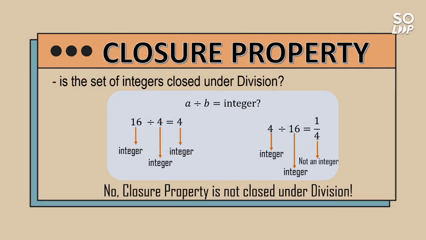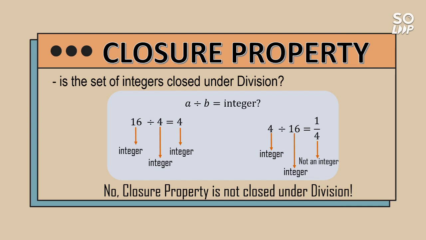Now, how about under division? Is the set of integers closed under division? If I have a divided by b, is the resulting quotient also an integer? Let us see by citing some examples. For example, 16 divided by 4 is equal to 4. 16 is an integer, 4 is an integer, and the resulting quotient 4 is also an integer. So it satisfies the given condition.